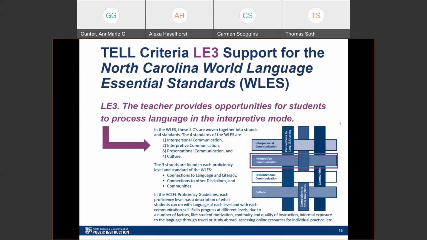That's one tool or resource with our standards that I hope you can use or maybe have been using with your administrators and with others to help them understand what our goals are when we teach a world language in North Carolina.